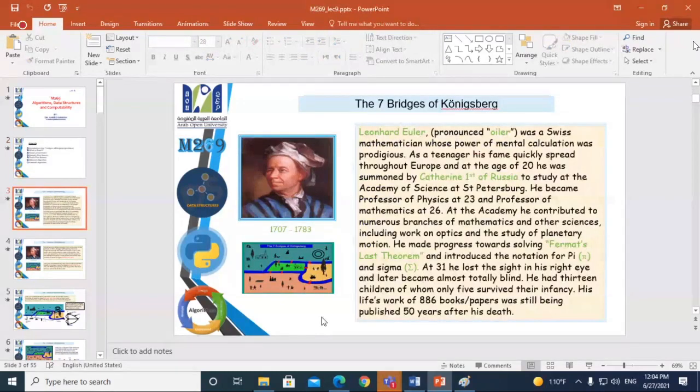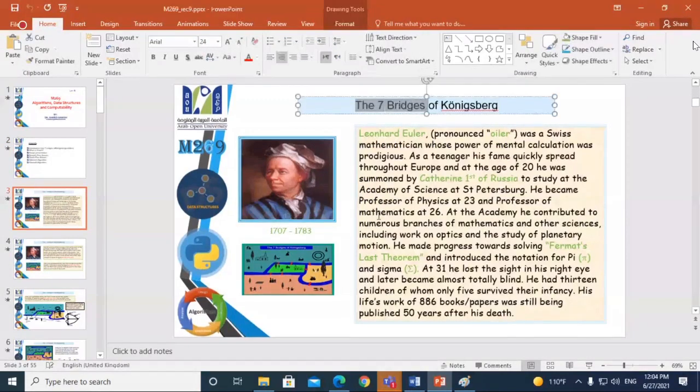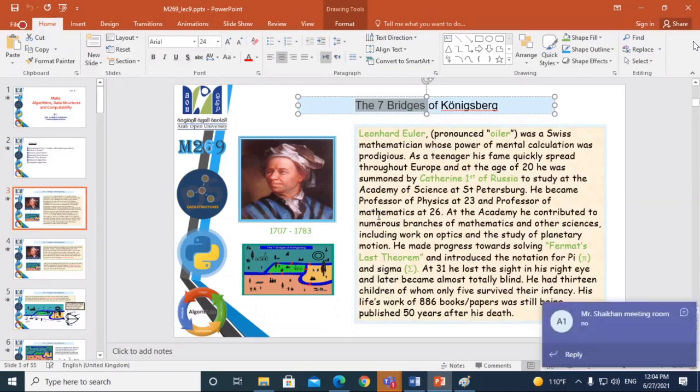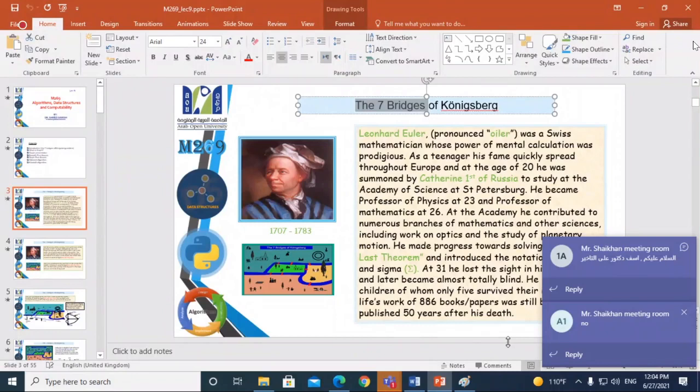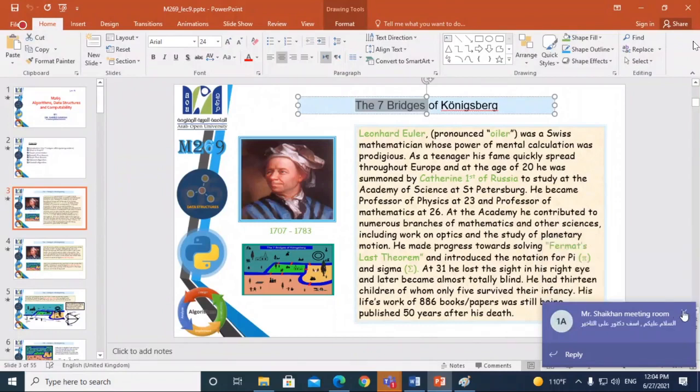Has anyone heard about that problem, the 7 bridges of Königsberg? Has anyone come across this story, or puzzle, sorry? No? None? Fine. Let's see. It's okay.